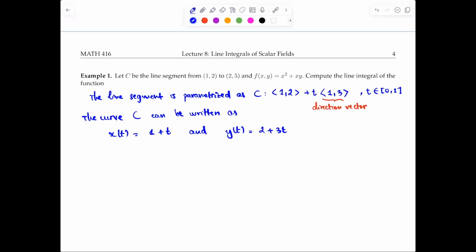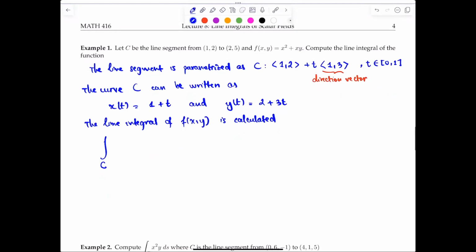Now for the function, instead of x and y, you substitute x by 1 plus t and substitute y by 2 plus 3t. You get the answer. So the line integral of f of x comma y is calculated as: you have the line integral along the curve C, or the path C, of f of x comma y ds. This is the general formula to find the line integral of a scalar field.